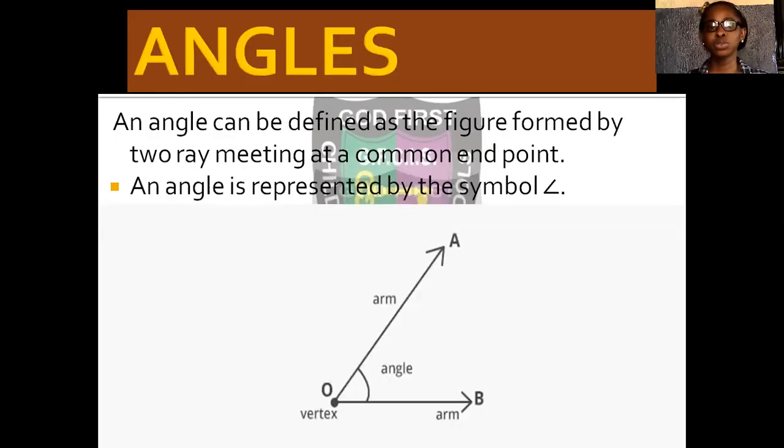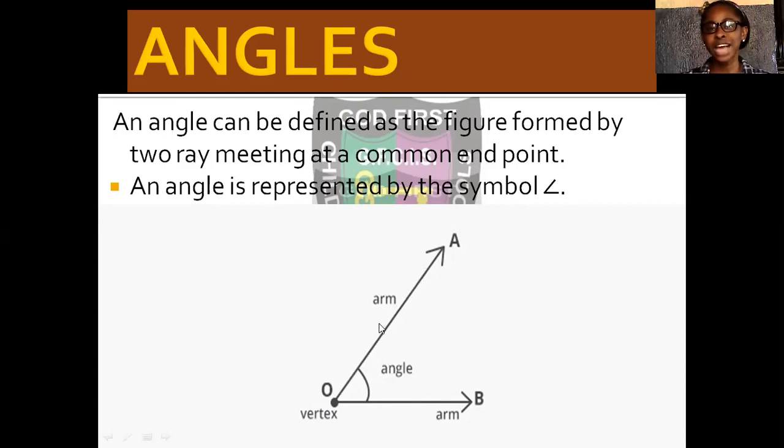Let's move ahead. Angles can be defined as where two rays meet at a common end point. On our screen we can see two different rays, but they meet at a common end, which is called the vertex. At this common end of their meeting, it forms an angle.